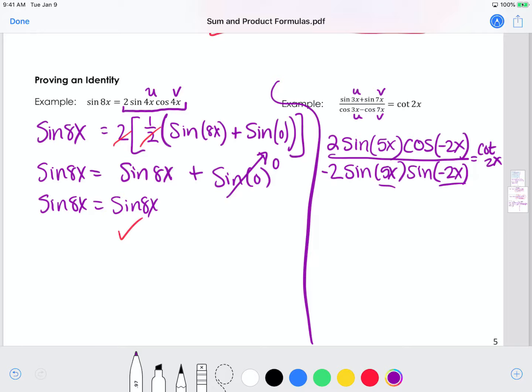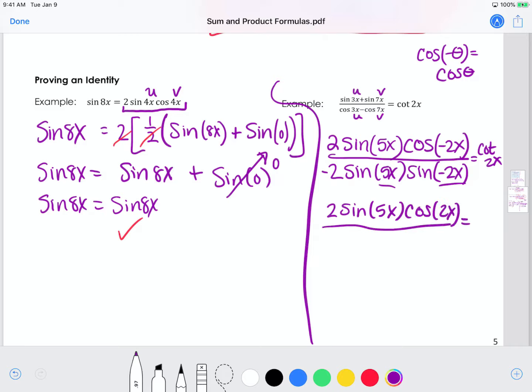Now, because cosine is an even function, if you recall, cosine of a negative angle, because it's even, is still equivalent to cosine of the positive of that angle. So I'm going to rewrite the numerator as 2 sine 5x cosine 2x. I can do that because cosine is an even function.